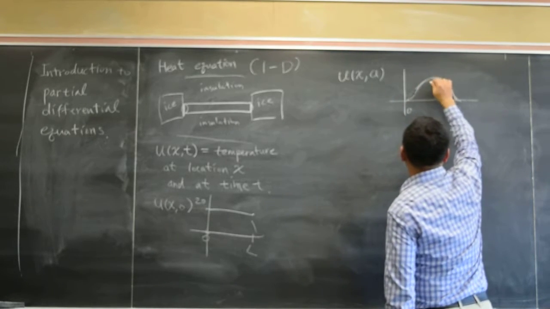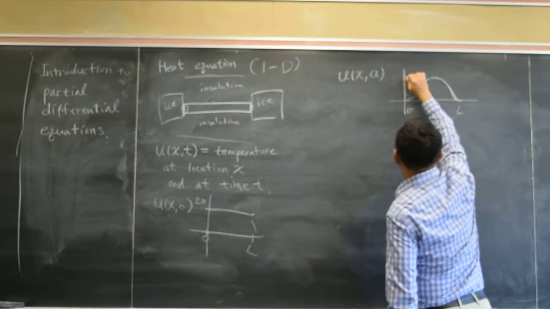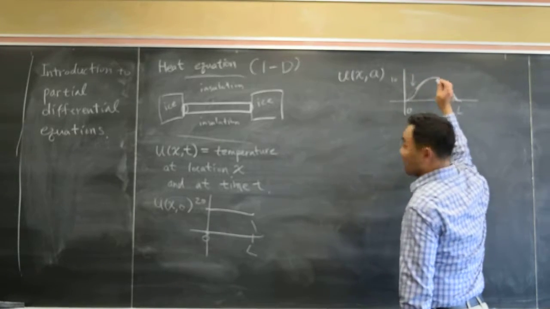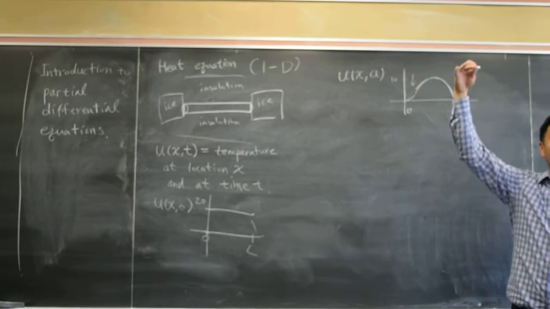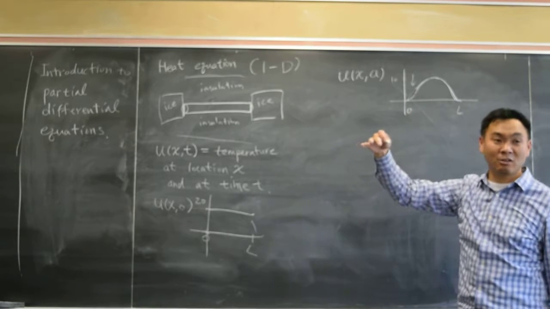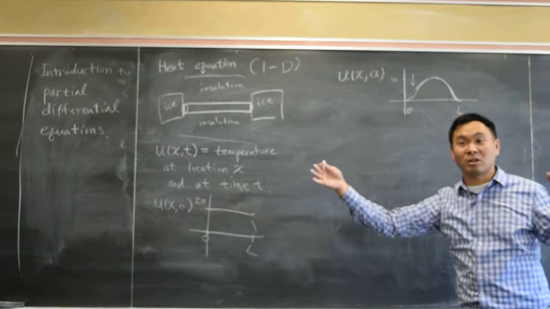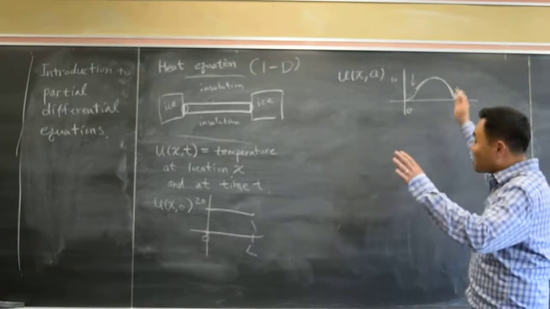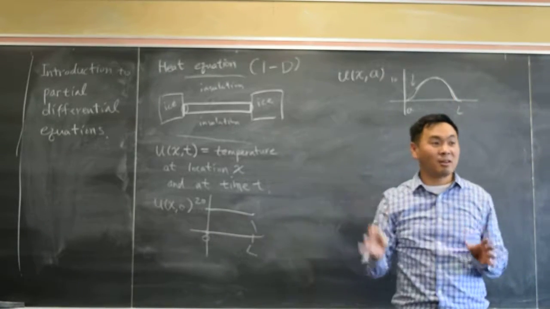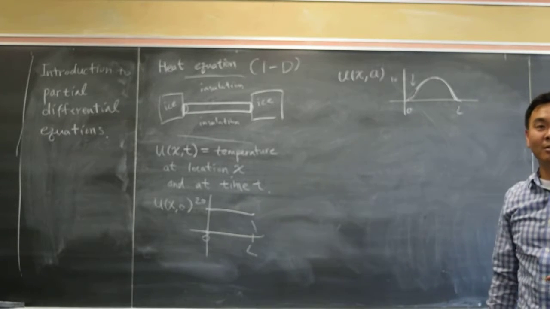And I guess overall it must have decreased. So in the center, maybe the 20 degrees came down to 10 degrees. But at the endpoints, it became much lower because it's closer to the ice. Okay? So that's the kind of picture that we're thinking of. That's our u(x,t). Okay.